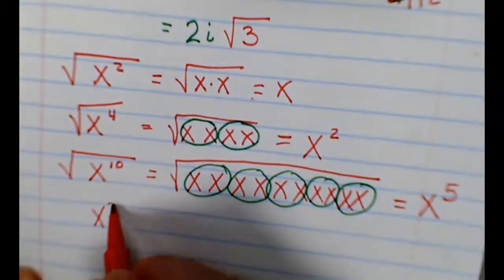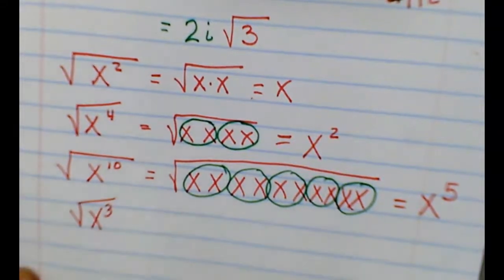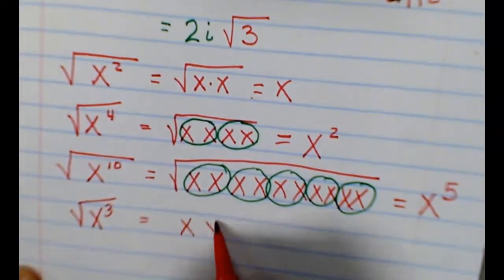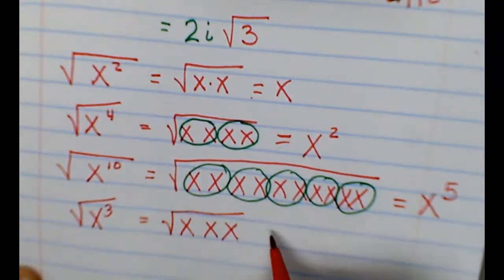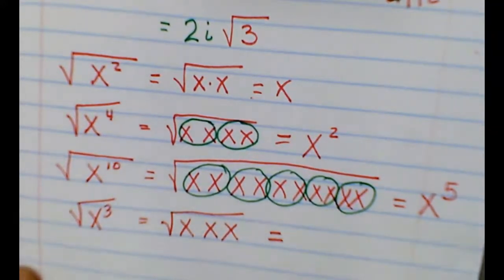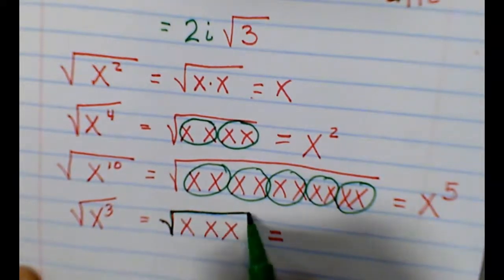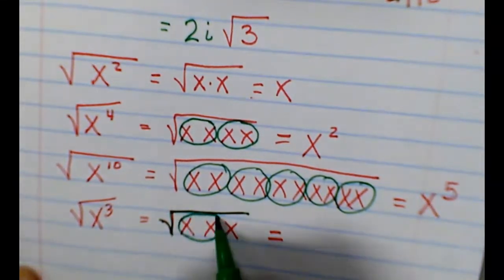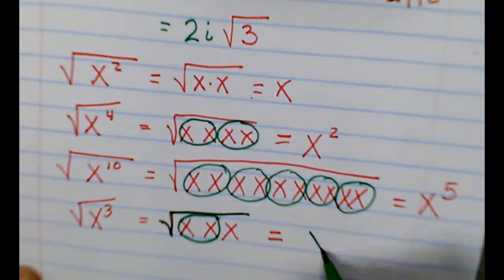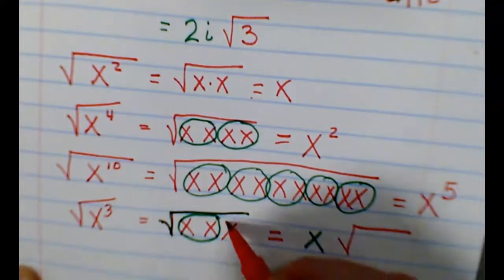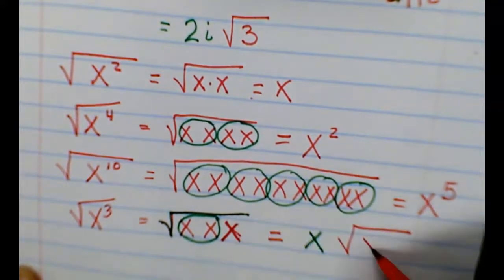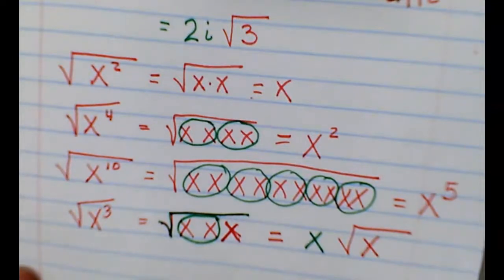What if we have x to the 3rd power? We have a square root sign. We're looking for pairs. Pairs get to come outside of the radical sign. Does this one have a pair? So he has to stay. Ones that do not have a pair have to stay under the radical sign.